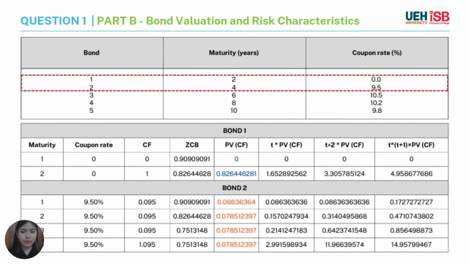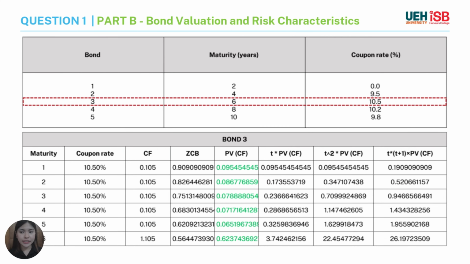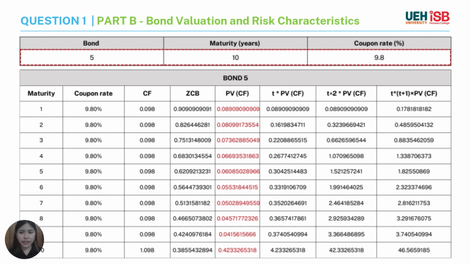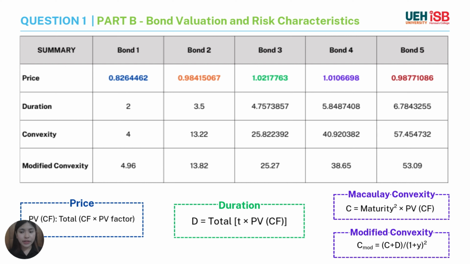Now, moving to part B. Here we evaluate each bond in terms of price, duration, and convexity using the same discounting approach. For each bond, we calculate the present value of its coupon and principal payment, then derive the duration and convexity based on the weighted cash flow. From the summary table, we observe the following key results.